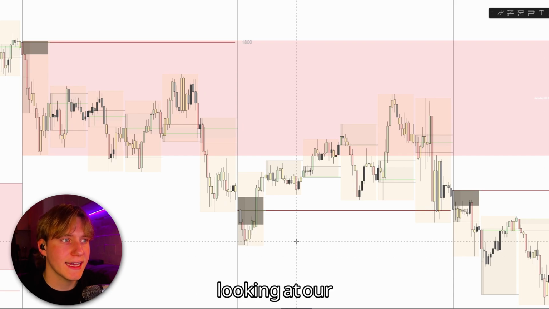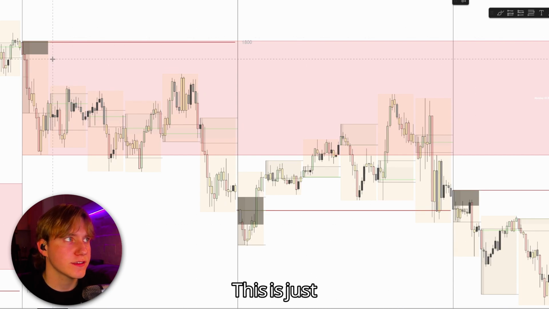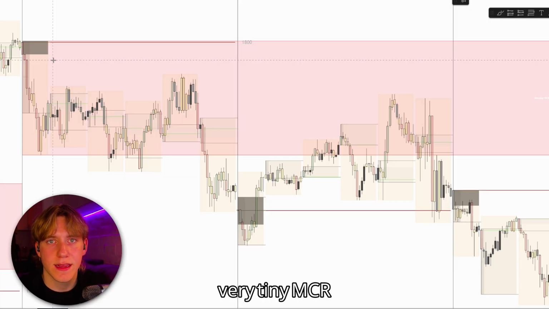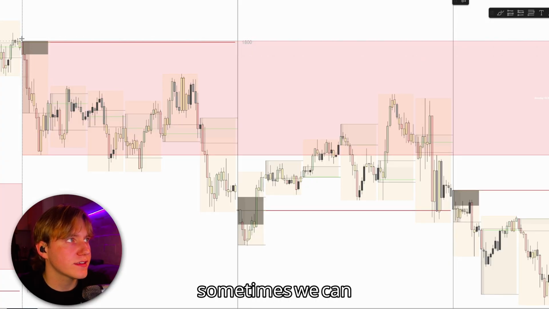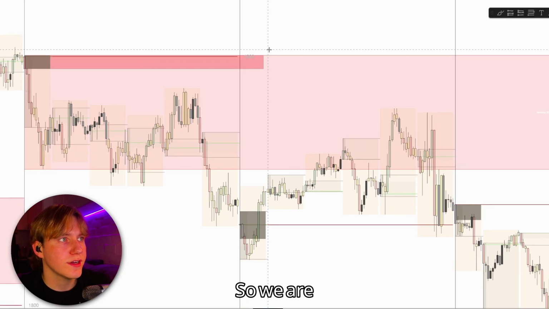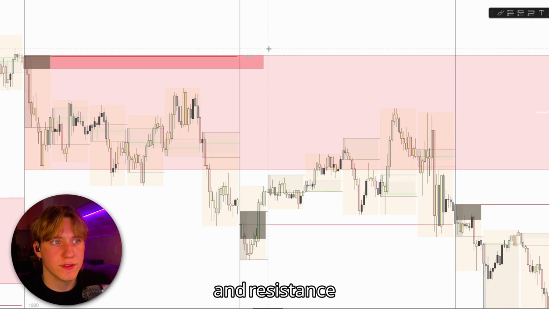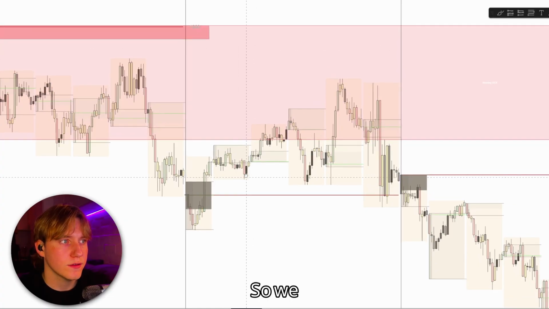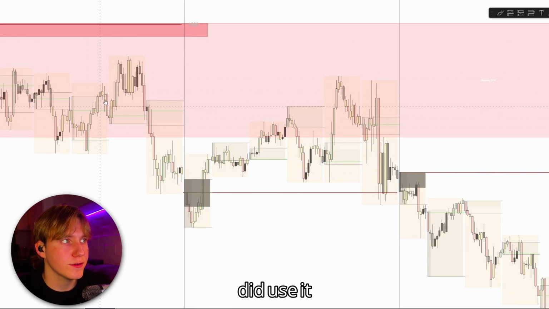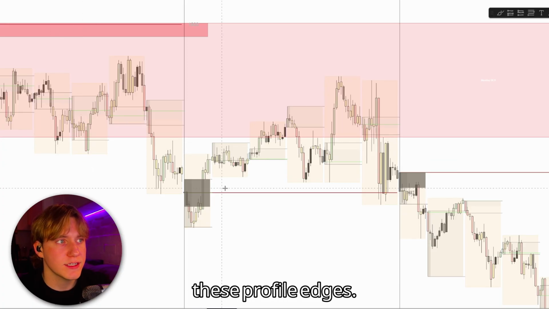Now we're going to be looking at our daily nano range. This is just a 6-minute range, and that's exactly what you think. It's just a very tiny MCR. And we can see sometimes we can use that as an entire 15-minute candle. So we are going to use this as drawn liquidity and also a support and resistance for the day. So we can see price never came back to that daily nano range, but we did use it as drawn liquidity every single time we reacted off of these profile edges.